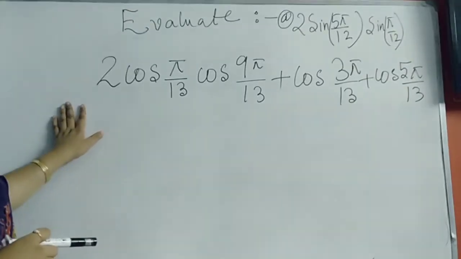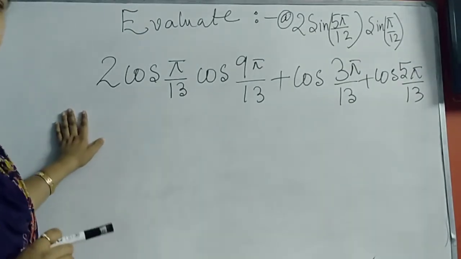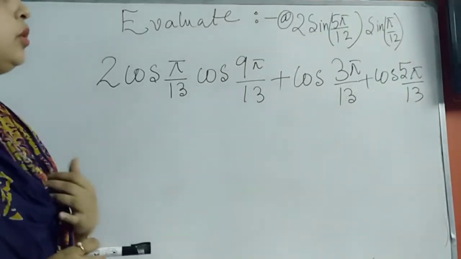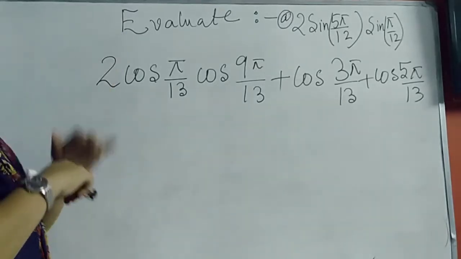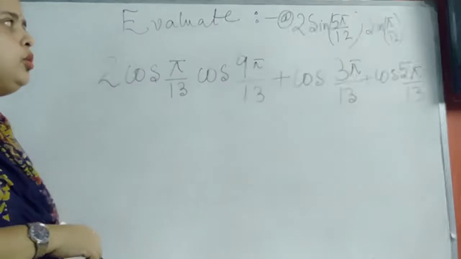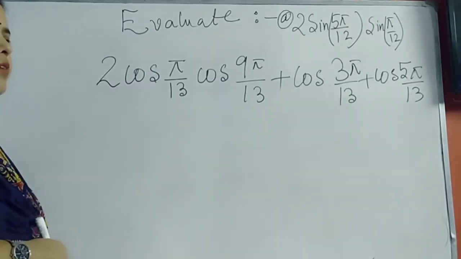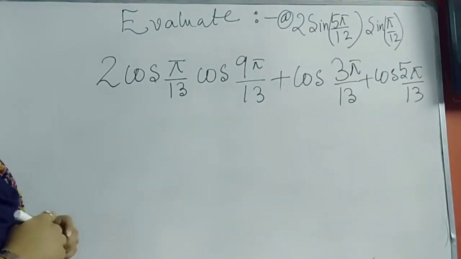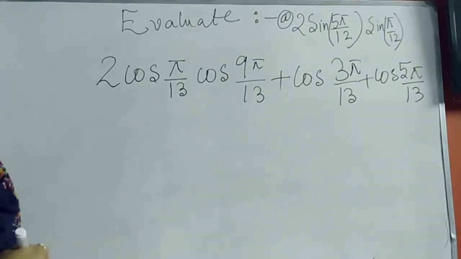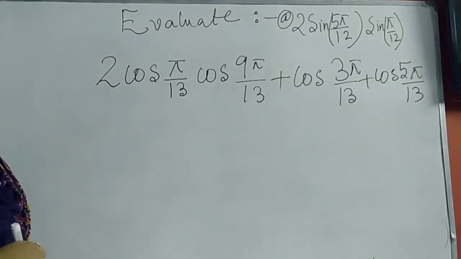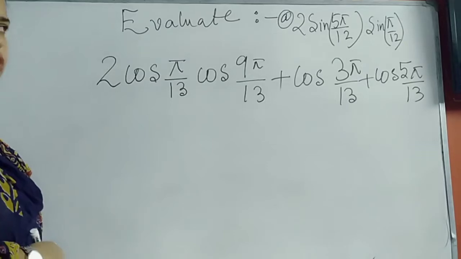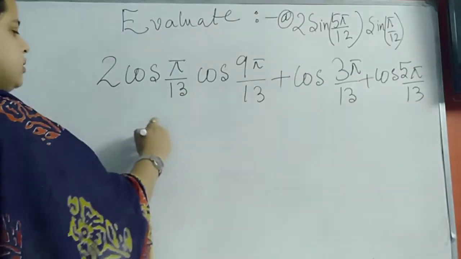So here are the problems. Two small problems I have taken for you as a beginning. The first problem is to evaluate 2 sin 5 pi by 12 into sin pi by 12. Definitely we will be using the transformation formula for getting the answer. So recall, what is 2 sin A sin B?